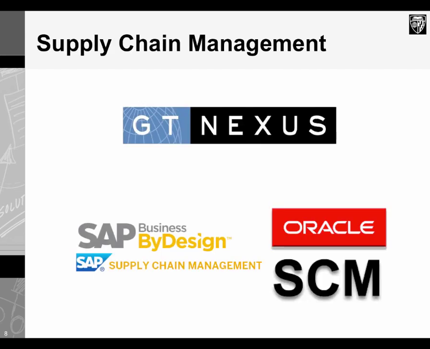Let's look at supply chain management. 3 companies here, GT Nexus, SAP, another big company that has supply chain management software, and of course Oracle SCM. Let's look at GT Nexus first.